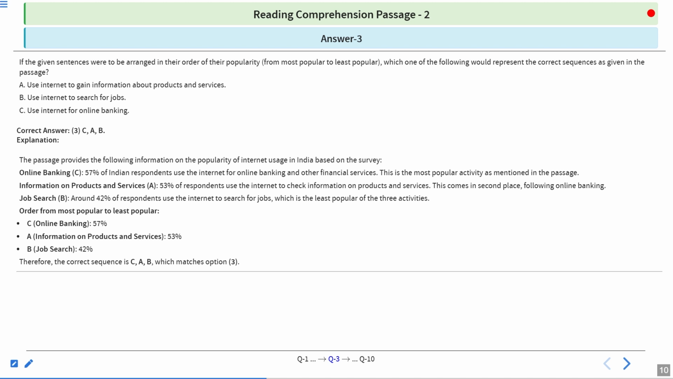Order from most popular to least popular, C. Online banking 57%, A. Information on products and services 53%, B. Job search 42%. Therefore, the correct sequence is CAB, which matches option 3. I hope you understood the explanation. Let's move to the next question.